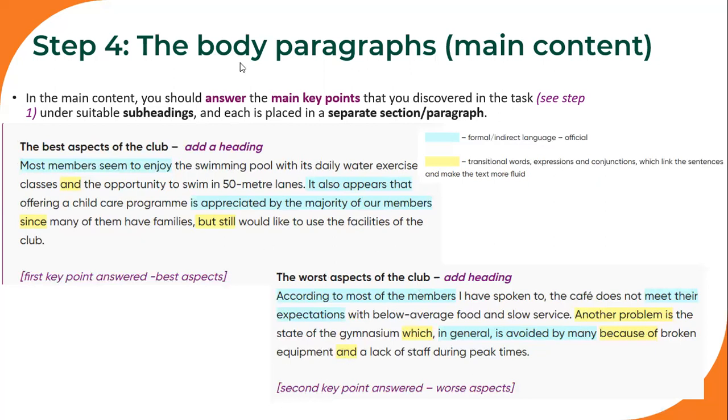Liscano, can you read the worst aspects, please? The worst aspect of the club. According to most of the members I have spoken to, the cafe does not meet their expectations with below average food and slow service. Another problem is the state of the gymnasium, which in general is avoided by many because of breaking equipment and a lack of staff during peak times.